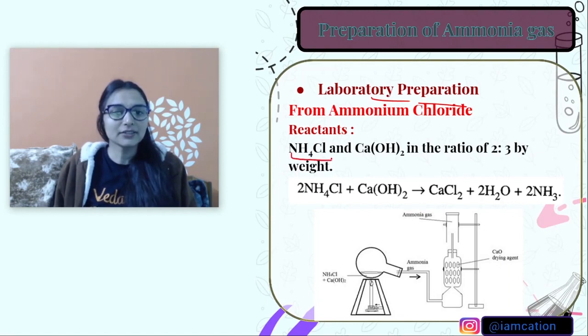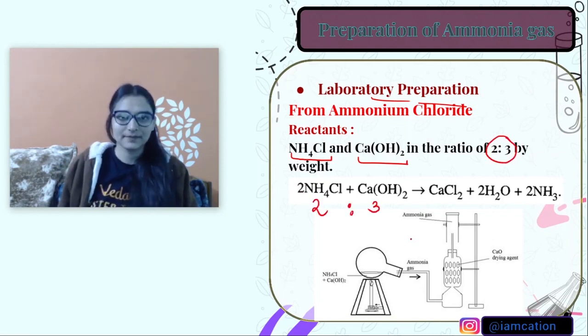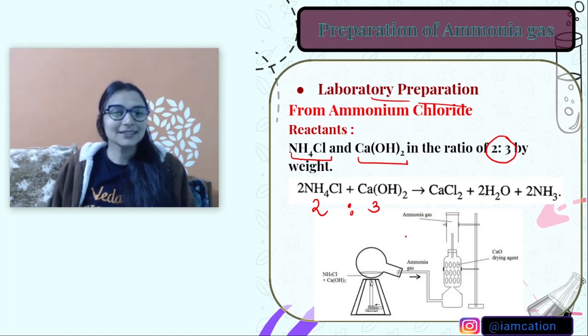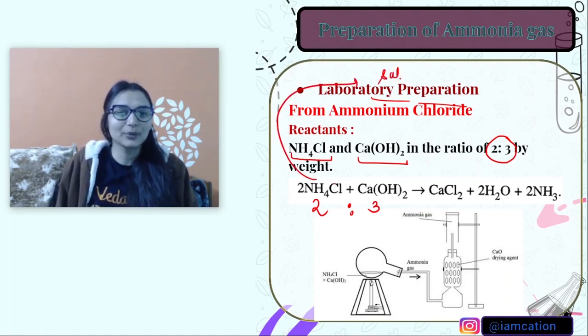So the reactants we are taking are ammonium chloride and calcium hydroxide in a ratio of 2 is to 3 by weight. Why are we taking this ratio? Because ammonium chloride is a sublimable solid. Beta, kaisa solid hai? This is a sublimable solid.